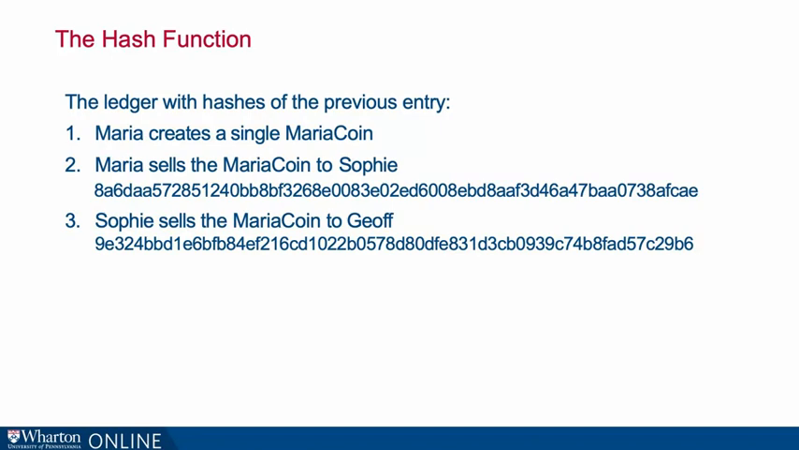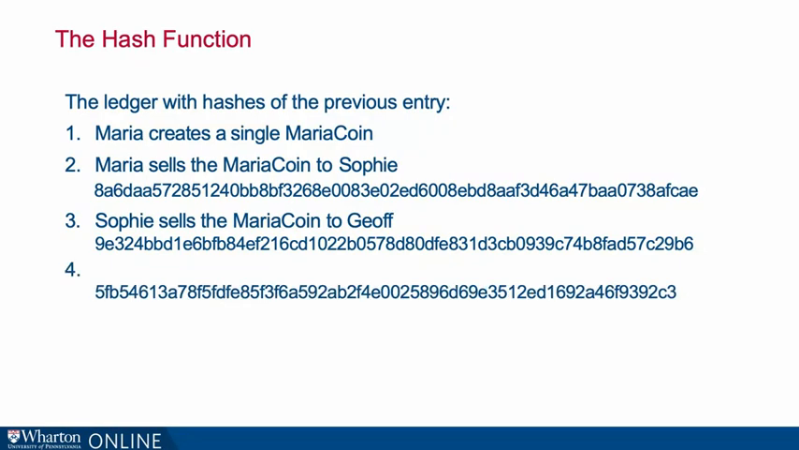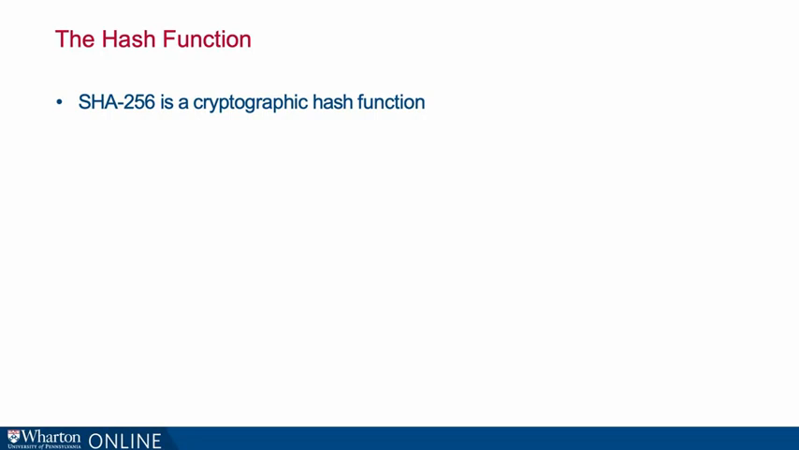Sophie sells the Maria coin to Jeff, along with the hash of step 2. If you type that in, you get the hash that I printed in 4. So SHA 256 is a cryptographic hash function. And we can kind of get a feel for how it worked in the previous slide. It really produces very random looking output. We can make this precise.